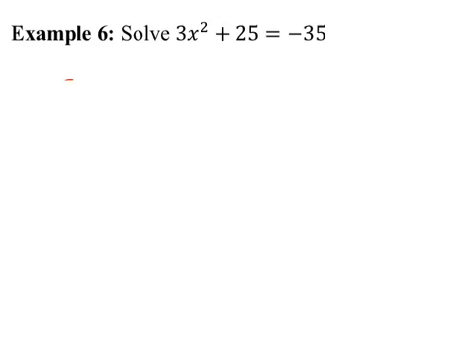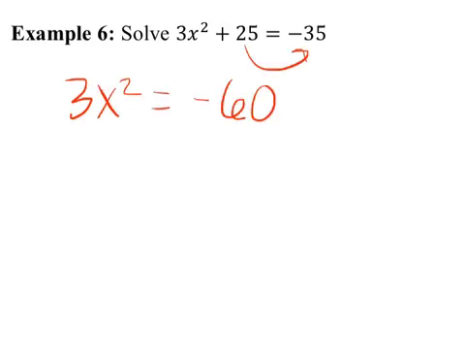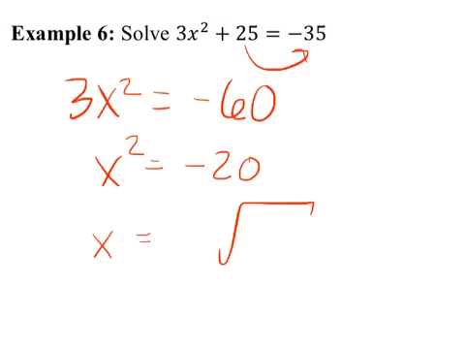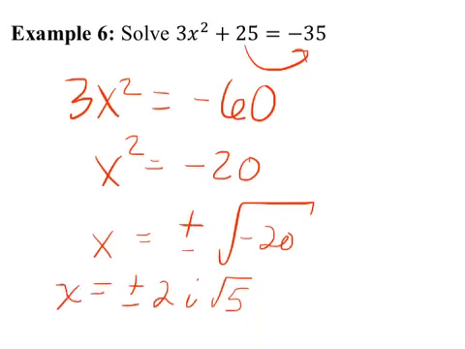Joe? 3x squared equals negative 60. X squared equals negative 20. X equals root negative 20, 2 root 5. Oh, yeah, pull i out. So 2i root 5. Okay, remember you're solving an equation. So there's two roots. Very good, Joe.